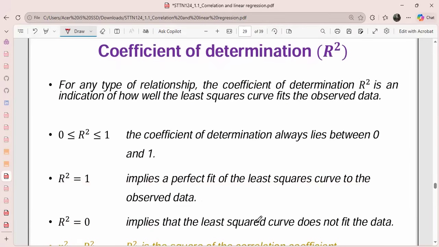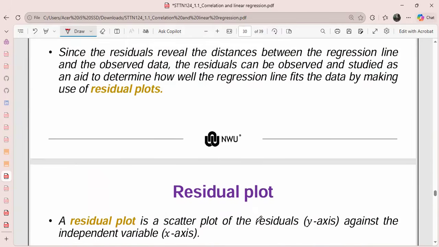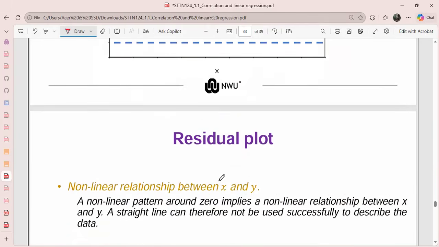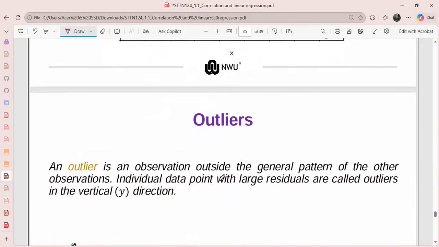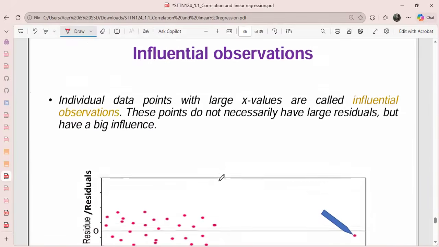Then the coefficient of determination is also there. I want to talk about the things that I know are not on my YouTube channel for the 124 module. Then also the residual plot, and so on. And obviously the outliers. We're also talking about the outliers.